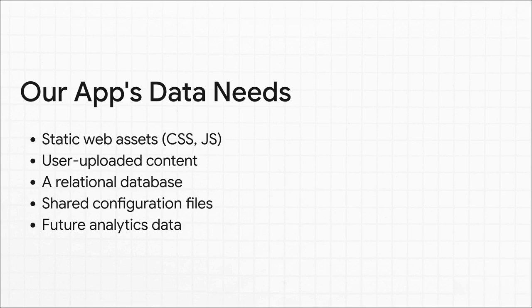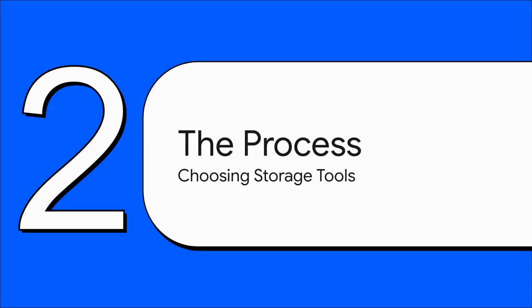At the heart of it all, we need a relational database to keep track of everything. And for our servers to work together, they need some shared configuration files. Finally, we need to think ahead. We need a place to dump all the data we'll want to analyze later on. This list right here, this is our roadmap. All right, with our roadmap in hand, we can get to the fun part, choosing our tools. We're going to tackle these 5 requirements one by one and find the absolute best GCP service for each job.